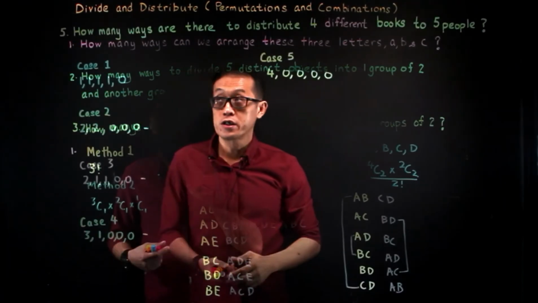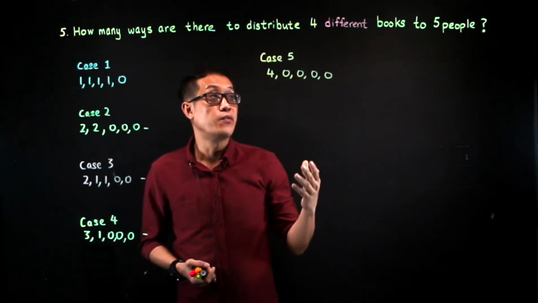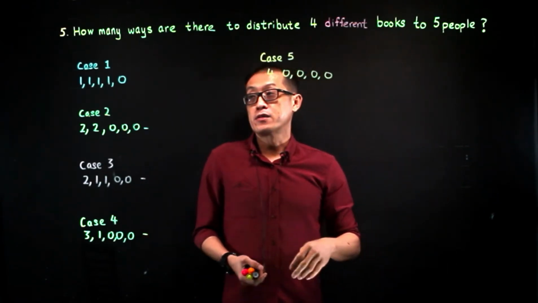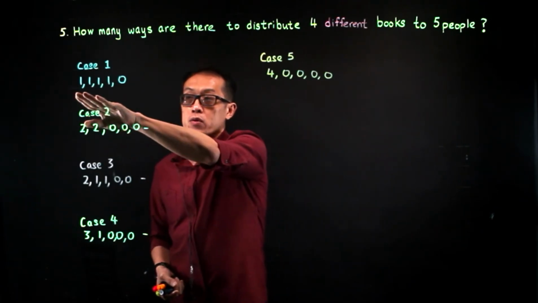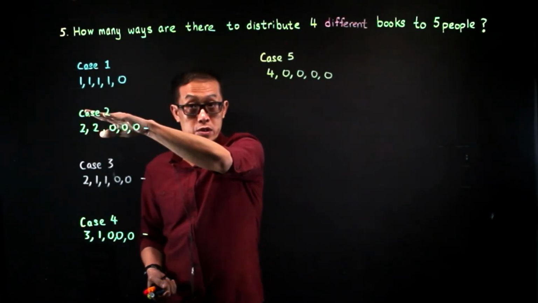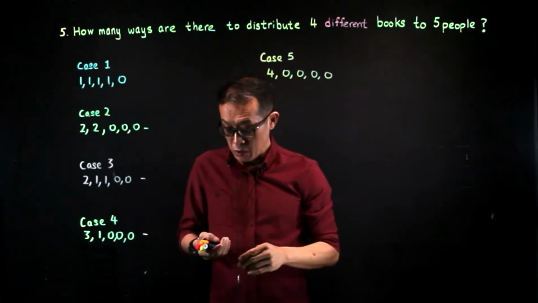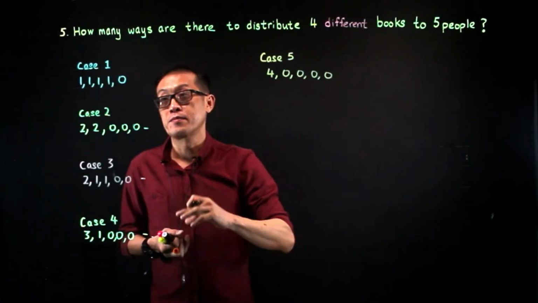Let's look at question 5. How many ways are there to distribute 4 different books to 5 people? Now similarly, just like the sum earlier, we can divide the 4 books into groups of 1. So how many ways can we divide them into groups of 1? Now please note that the books are distinct.